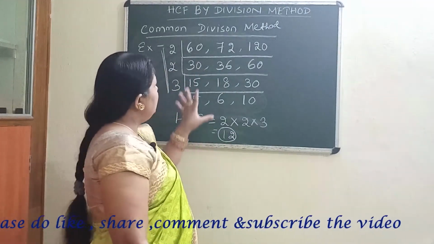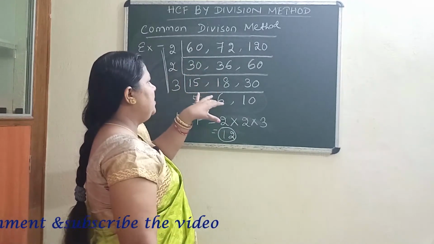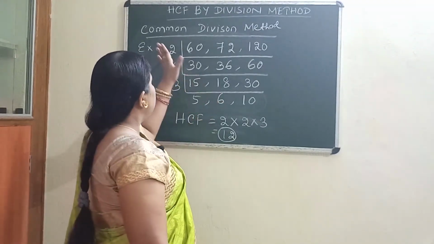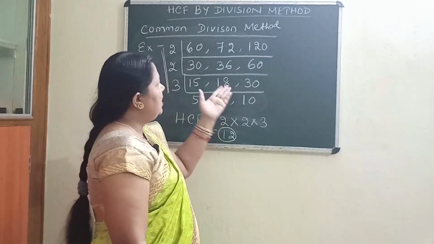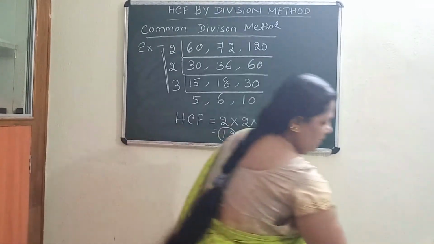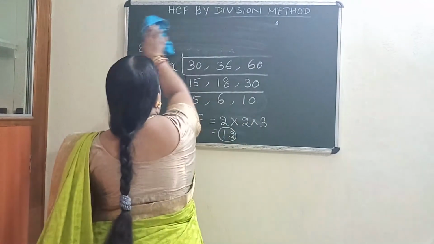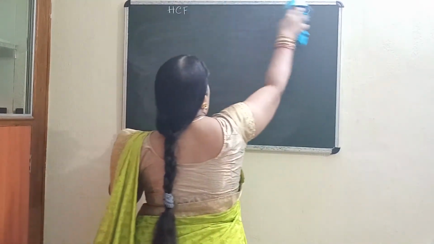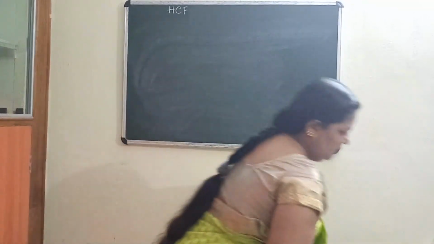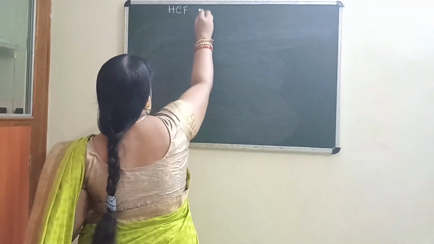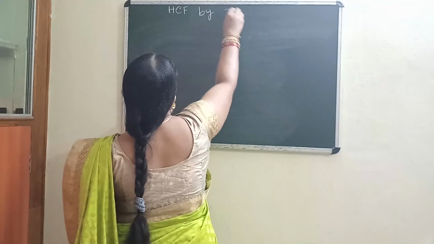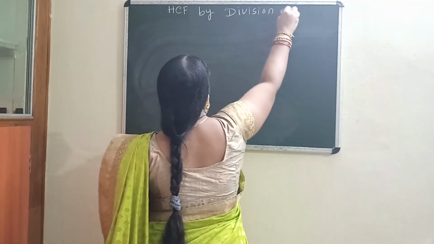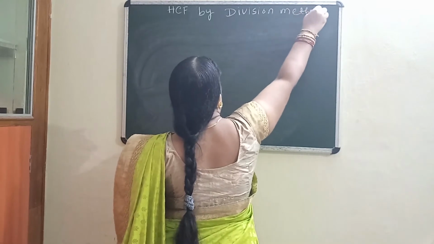Clear, children? So this is about your common division method. This is very easily we are getting the answer. Yes, no? So instead of this prime factorization we can follow this. Clear? Okay. So let's discuss another process, that is your HCF by division, or we can say long division method.